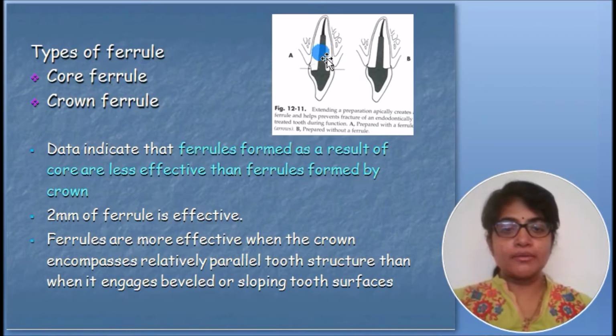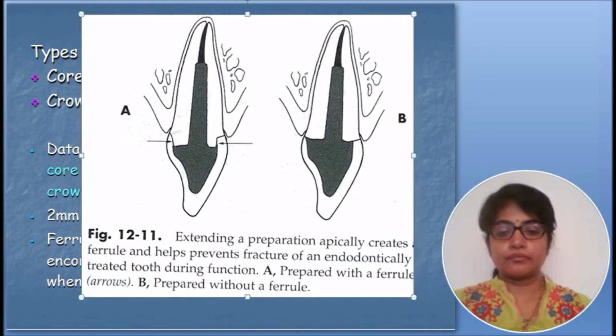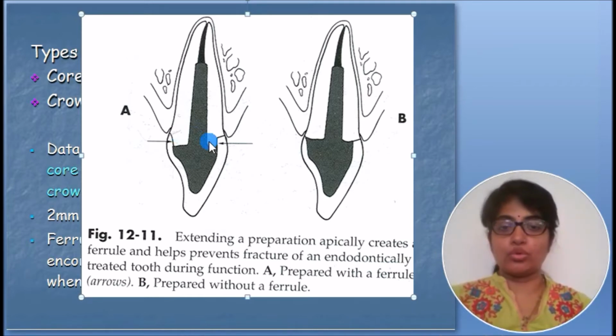Now you can see here in this image that in figure A, extending the preparation apically creates a lot of problems, and therefore this particular ferrule prevents the fracture. Problems with the lateral forces are encountered, and that is mitigated by the ferrule.